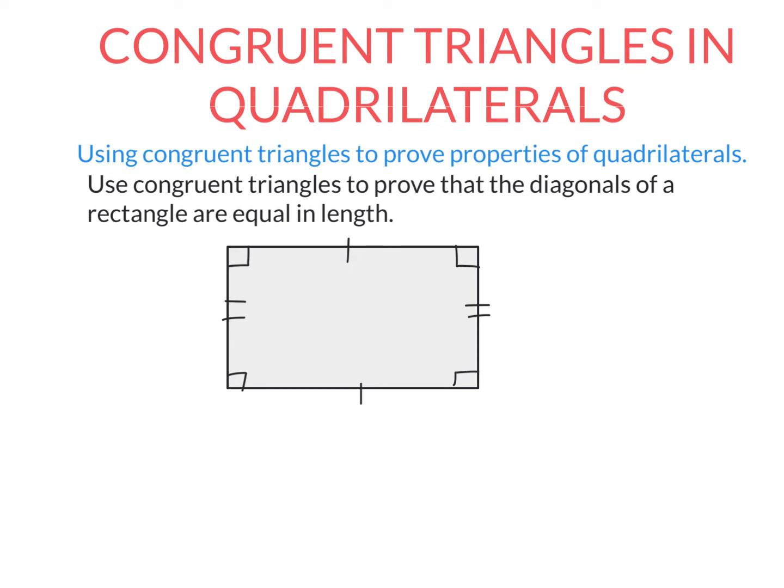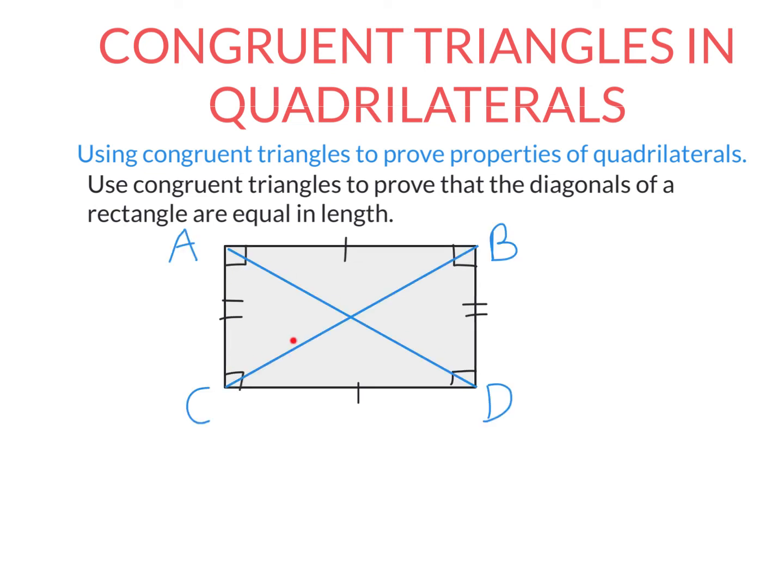Remember that the diagonals of a shape are just lines that join non-adjacent vertices. So these vertices here are next to each other, they're adjacent. These vertices here are adjacent, they're next to each other. But these two vertices are not adjacent, they're not next to each other. So a diagonal joins these two vertices and these two vertices. So here are the two diagonals.